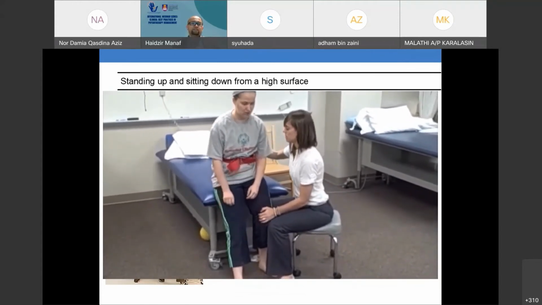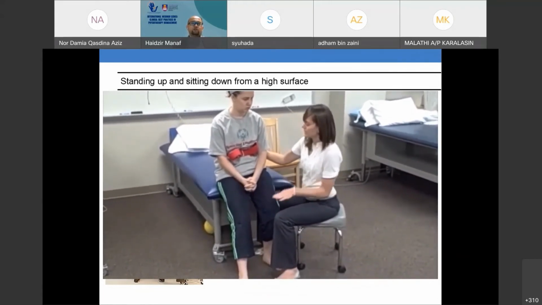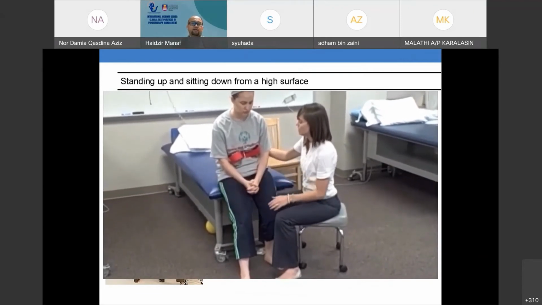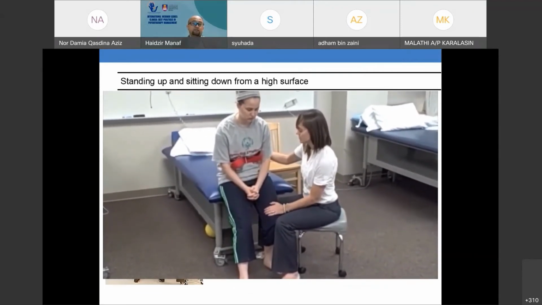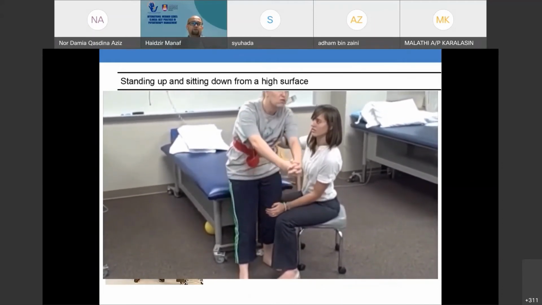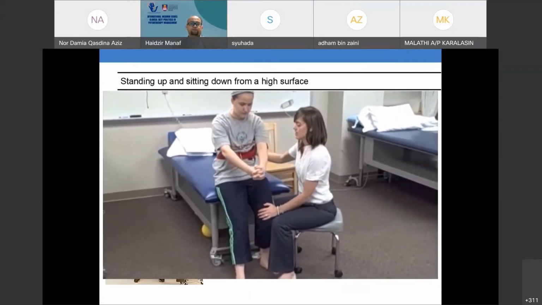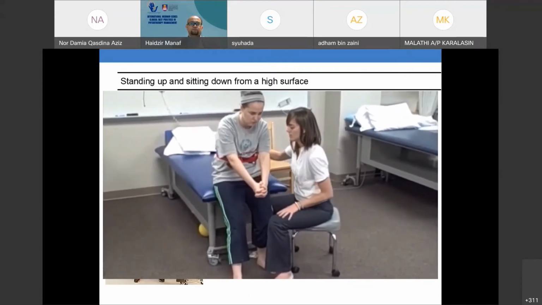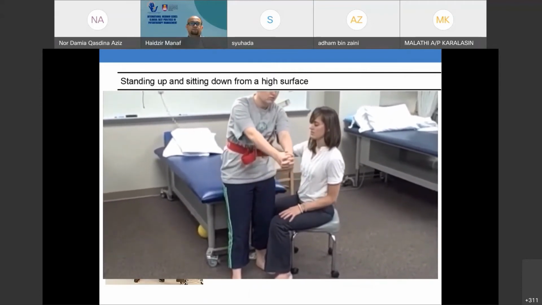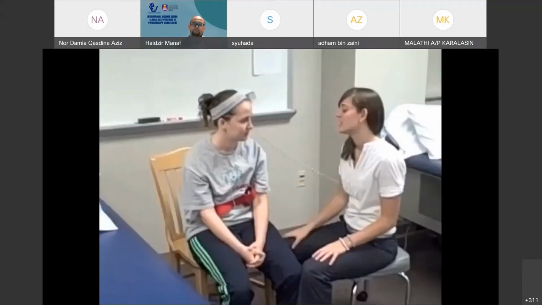You can correct the patient's posture. You can give some verbal cues, or maybe you can use tactile cues by tapping the buttock or gluteus, and your left hand can properly adjust the knee. Control the knee. Next, you can proceed to a lower chair.